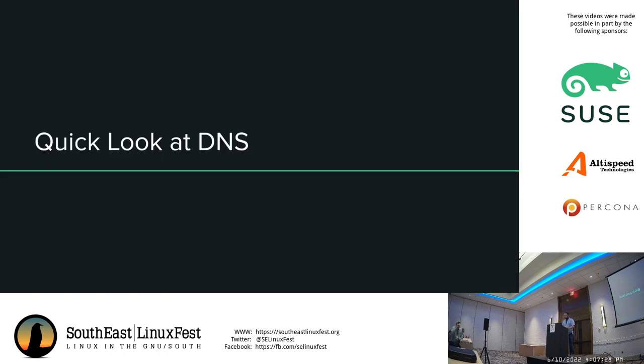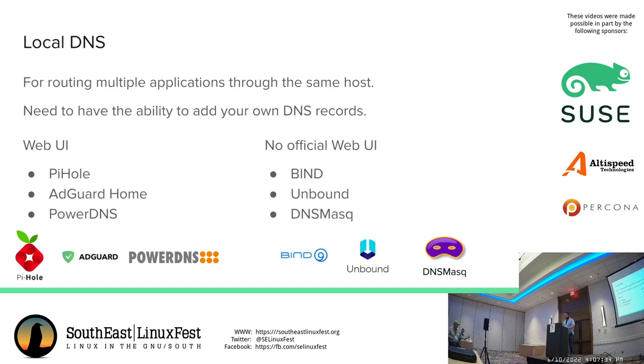I just mentioned DNS. Let's take a quick look at that and how we'd set that up in a home lab type setup. If you want to be able to route to multiple applications on the same host, you need the ability to add your own DNS records for the network, not just use the computer's network host names. Here are some examples of the DNS solutions you can use. I'm categorizing them as web UI or no web UI, not to point you toward or away from any of them, but to give some idea of the variety that are there.